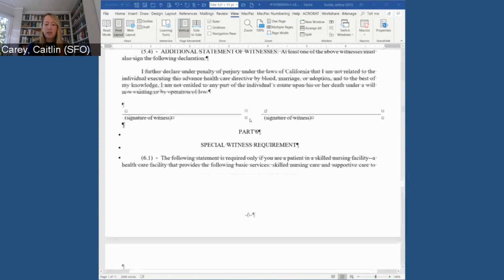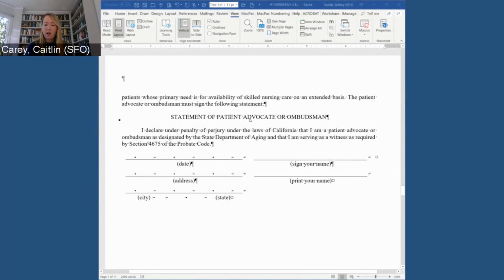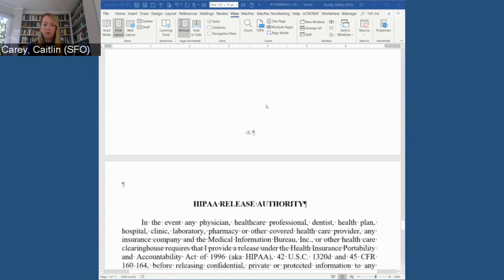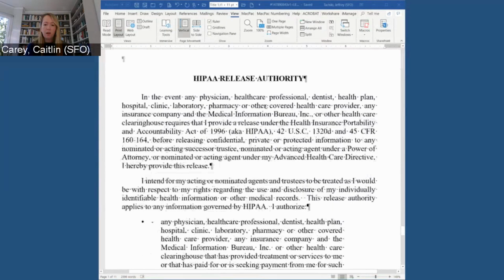And then part 6 probably does not apply to any of you. This only applies to patients who are in a skilled nursing facility. And in that case, there are extra requirements for execution. So that most likely doesn't apply here. But if it does, please read this part carefully. And then scrolling down, notary page again.